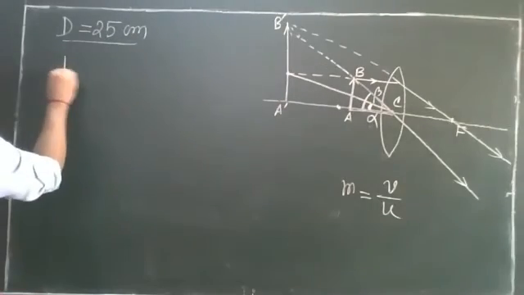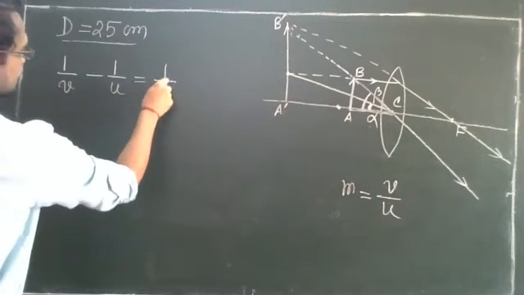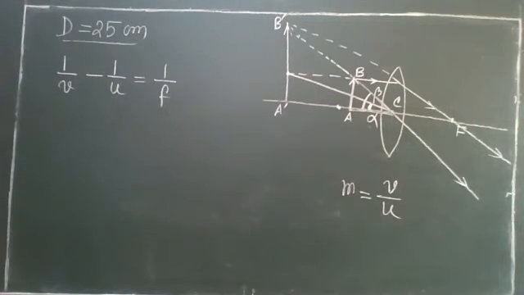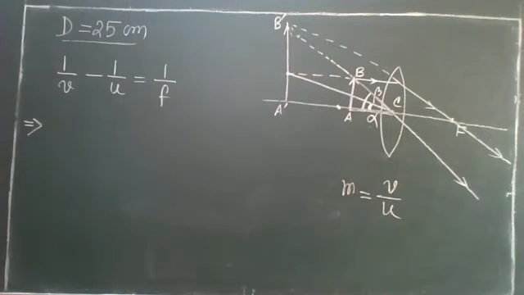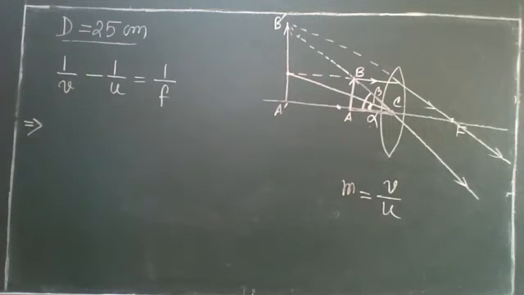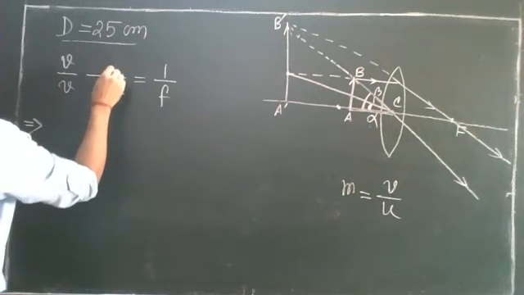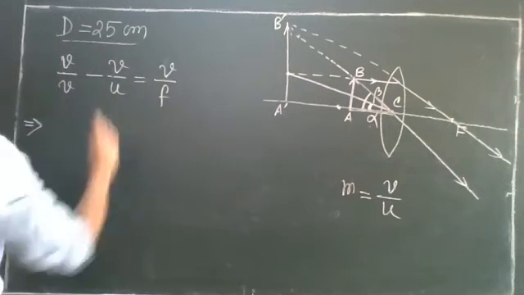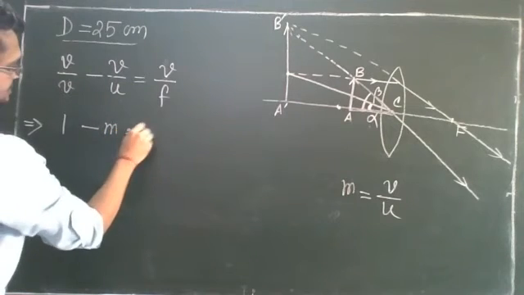Now using the lens formula, 1 by V minus 1 by U equals 1 by F. So we have to remove V. We do not know the proper value of V, but at the end we will put the value of V because we are deriving this relation for distinct vision. So multiply both sides by V. Here V by V, here V by U. V by V, 1 minus V by U, M, and this is V by F.